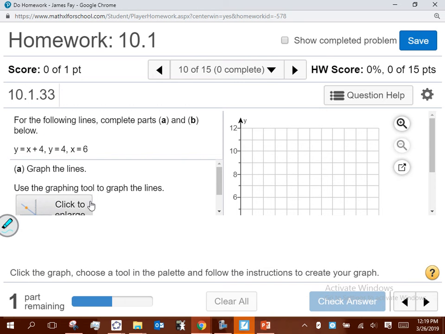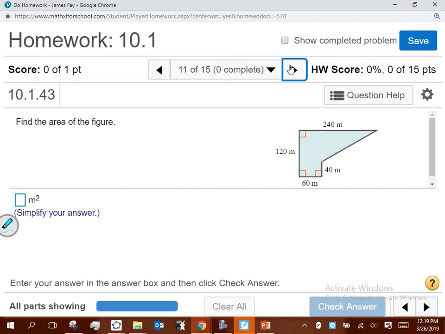We do okay with this one? Graphing lines? The end of course exam does ask you to do some graphing. Okay, graphing lines. How about this one?